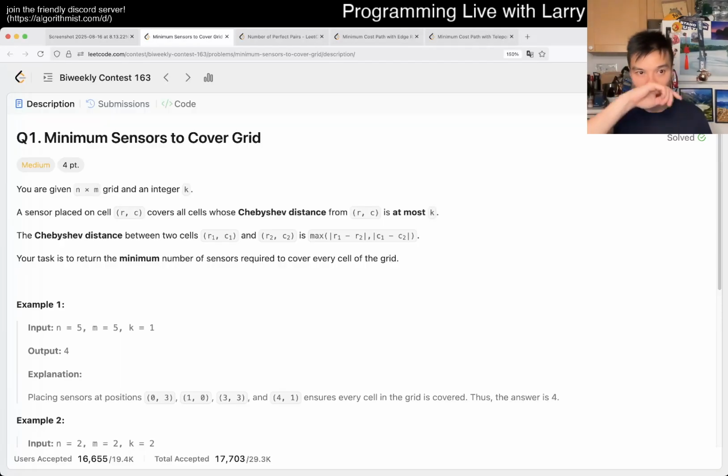This is me going over Q1 of the bi-weekly contest 163, Minimum Sensors to Cover Grid.